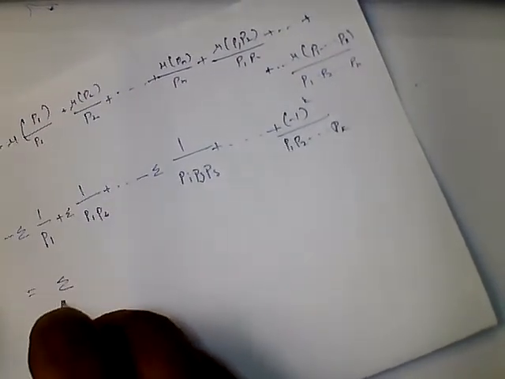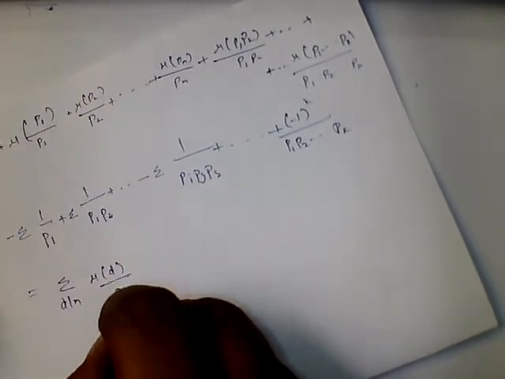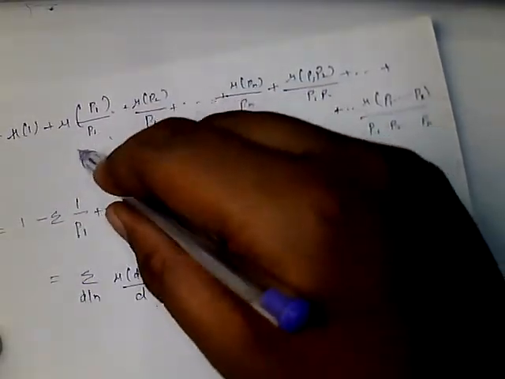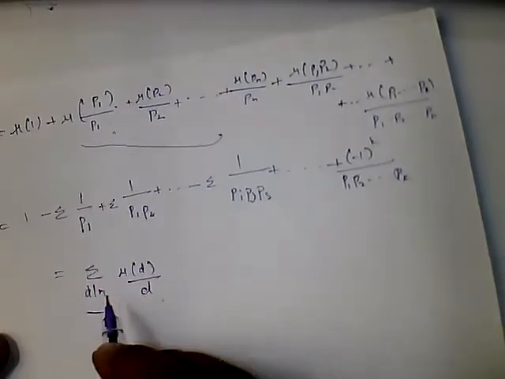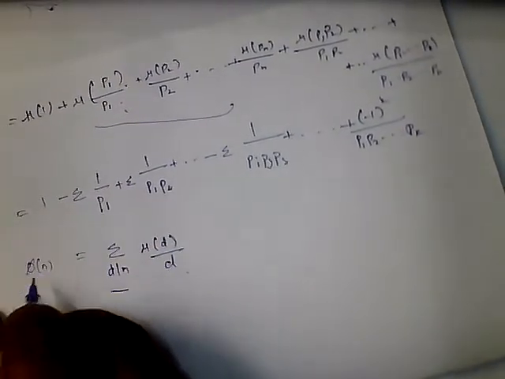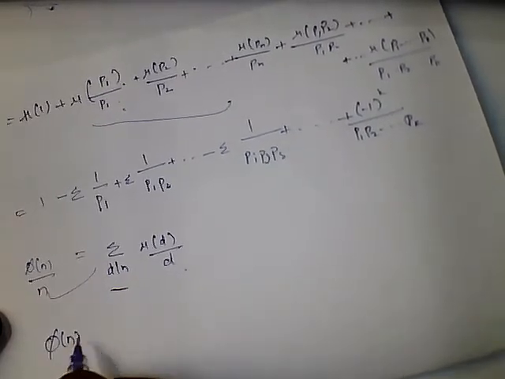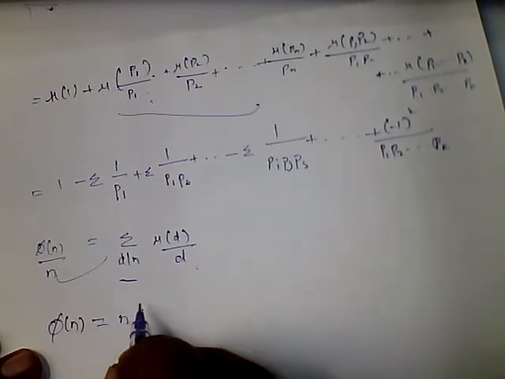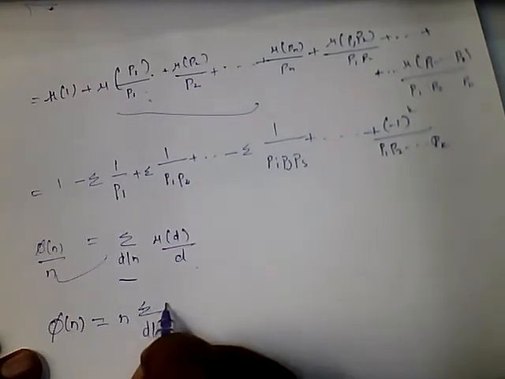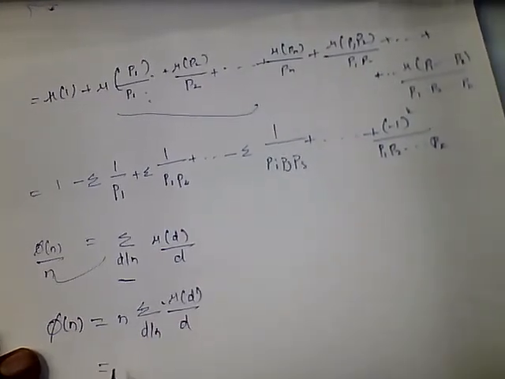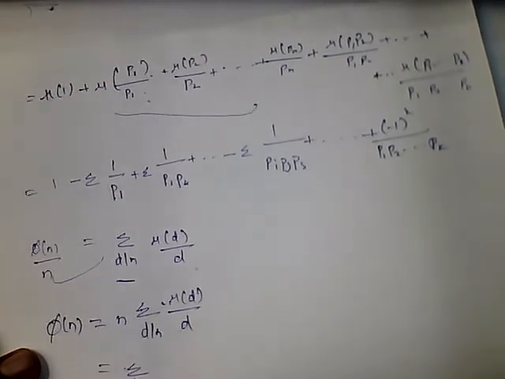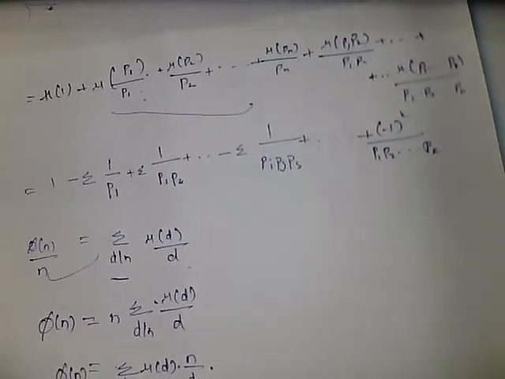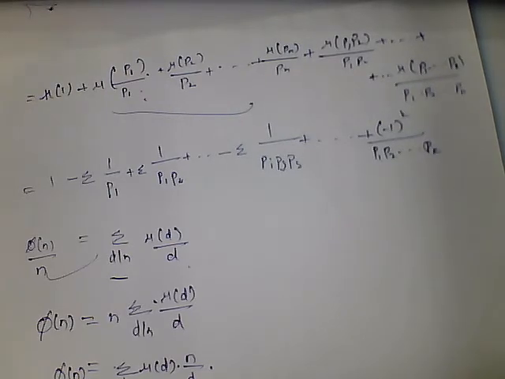From there we can have summation d divides n mu of d by d. Since we got d from d, mu of d by d, we are adding all these, so summation for that. Now this is equal to phi of n by n. Sending this n back to the right hand side, you will get n into summation d divides n mu of d by d, or else you can write it as summation d divides n mu of d n by d. So this is what we got, the relation between Mobius function and Euler phi function.